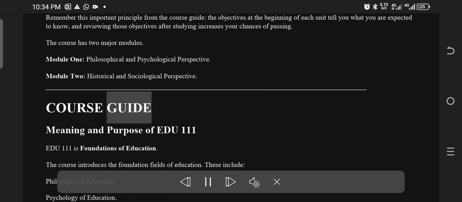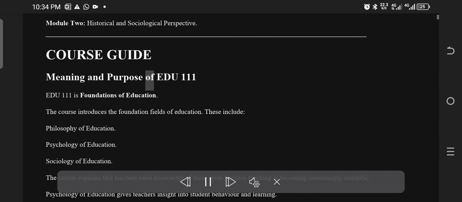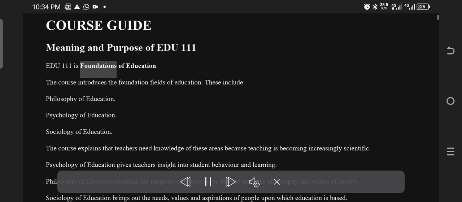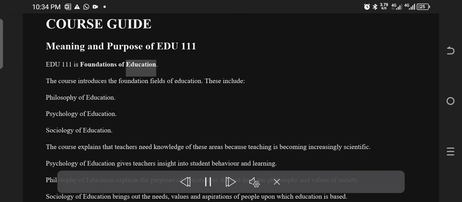Course Guide. Meaning and Purpose of EDU 111. EDU 111 is Foundations of Education. The course introduces the foundation fields of education. These include philosophy of education, psychology of education, sociology of education.